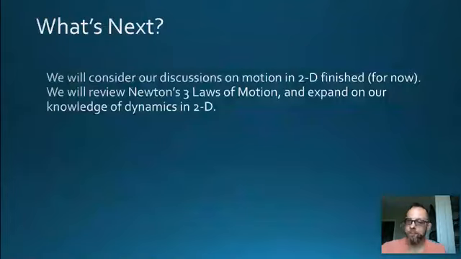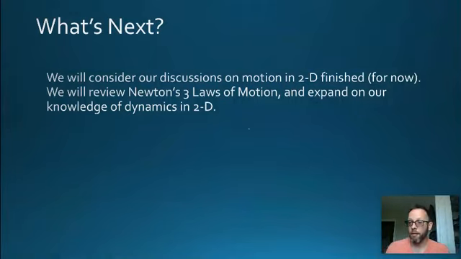So what's next? We're actually going to consider our discussions on motion in 2D finished for now. We are going to be analyzing uniform circular motion, and that is part of the 2D motion unit. However, I like to look at that in the context of gravitation and celestial mechanics, how the solar system works, how black holes work, satellites around the Earth. So I prefer to look at circular motion then. So for now, we're going to consider our 2D motion finished.